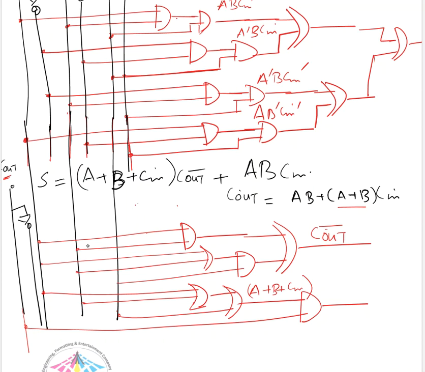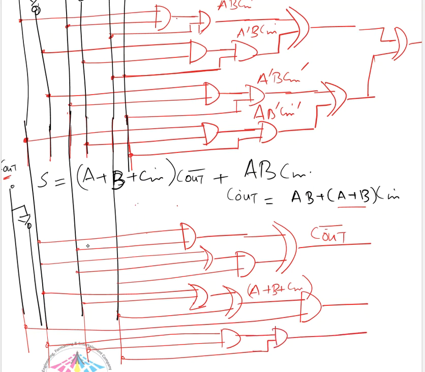For the second term, let's add AB into Cn. So for that, this is A, this would be B, and this would be Cn. And now if we use another OR gate here, we would get this S bar here. Okay, so now let's compare the two types of implementation.